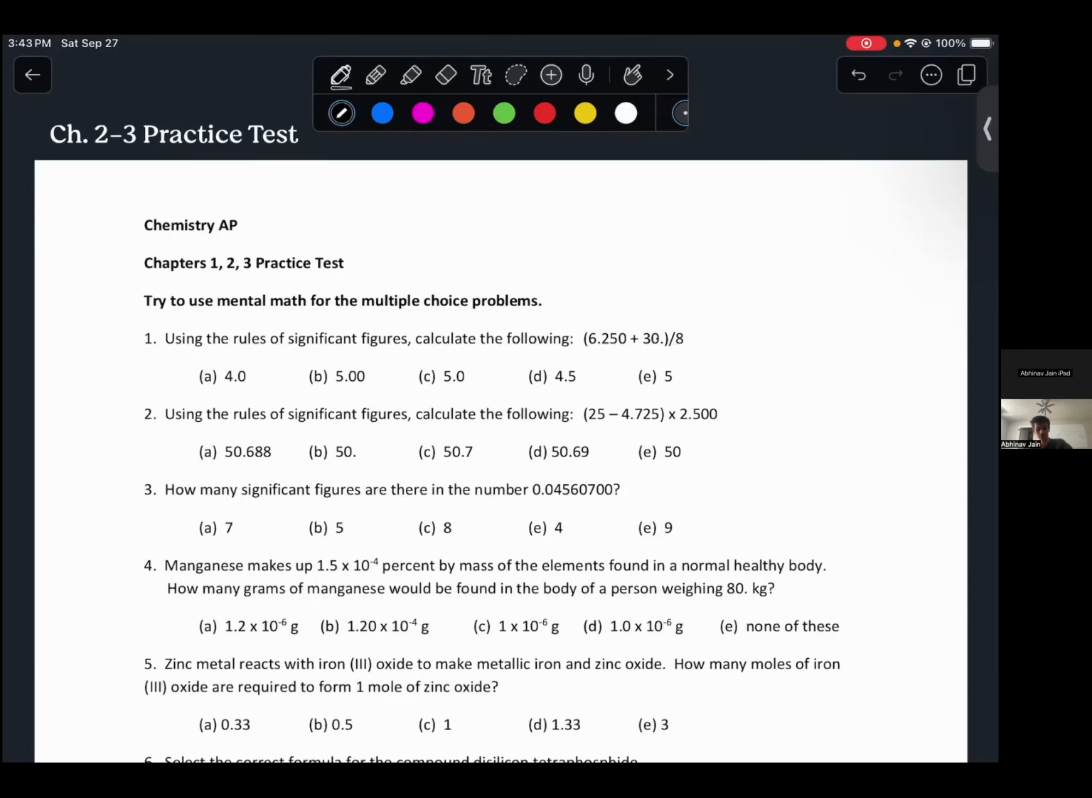All right, hello everyone. These are the video solutions for the chapter 2 to 3 Troy High AP Chem practice test. We're gonna get straight into it. It says try to use mental math for the multiple choice problems. You can kind of just disregard that.